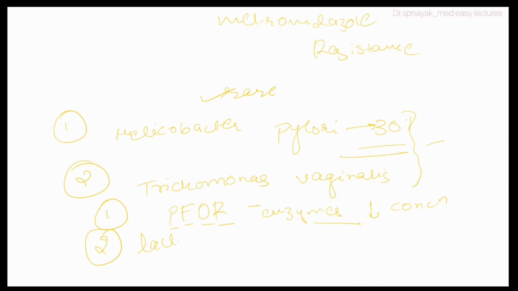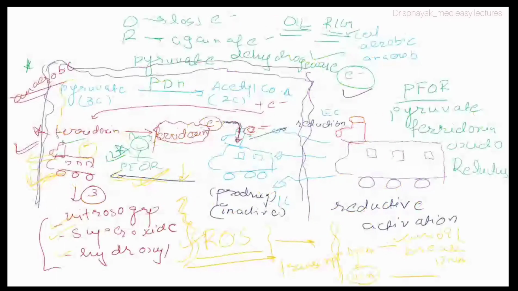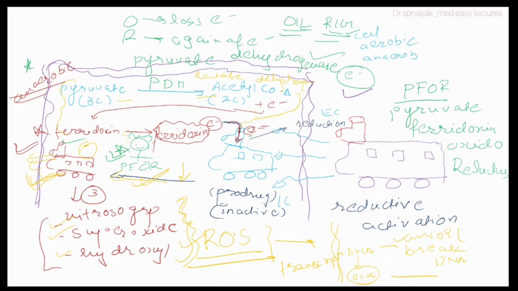Then the second mechanism of resistance is there is an enzyme called lactate dehydrogenase. This enzyme increases in concentration. The entire reaction of the conversion of pyruvate to acetic acid will be done by the lactate dehydrogenase, and it will hold the electron in such a way that it won't be able to get transported into the electron gun. So again, the metronidazole won't be able to get activated. It won't be reduced.